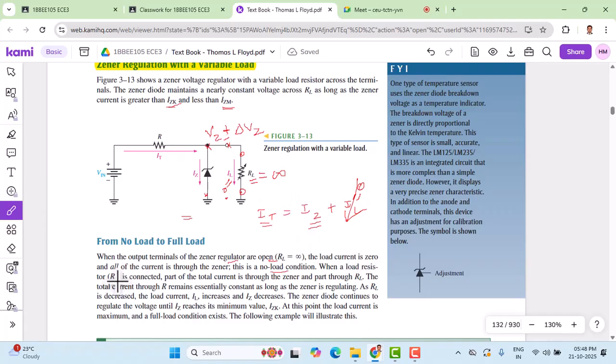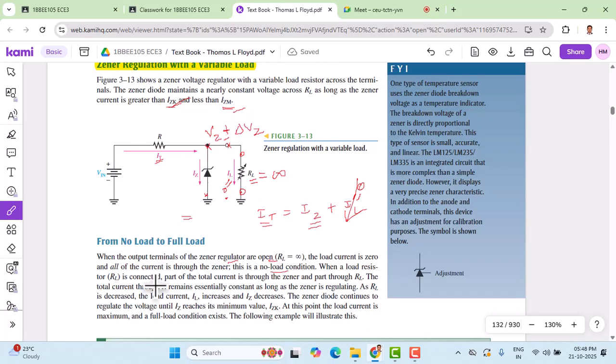When a load resistance RL is connected, a part of the total current is through the Zener and a part through RL. If you have a finite resistance RL, then the current will branch out here. One will go through the Zener diode, and the other current will go through IL. The current will branch out across these two branches. The total current IT remains essentially constant as long as the Zener is regulating, that is, as long as it is within these two limits.